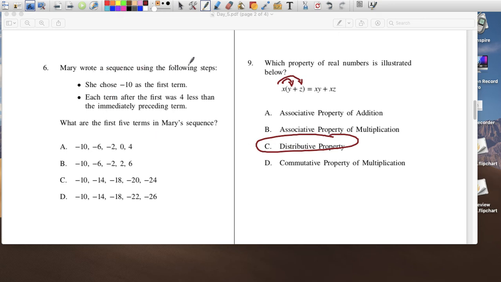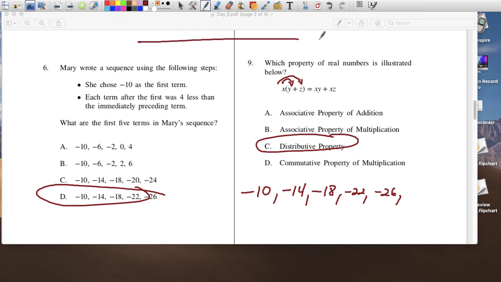Mary wrote a sequence using the following steps. So she started with negative 10. So the first number was negative 10, and everything after that was 4 less. So 4 less than negative 10 is negative 14. 4 less than negative 14 is negative 18, right? And then negative 22, and then negative 26. Is there something that looks like this? Yes, there is, right here.